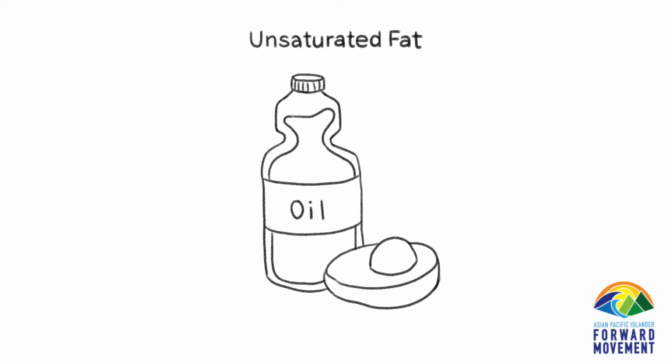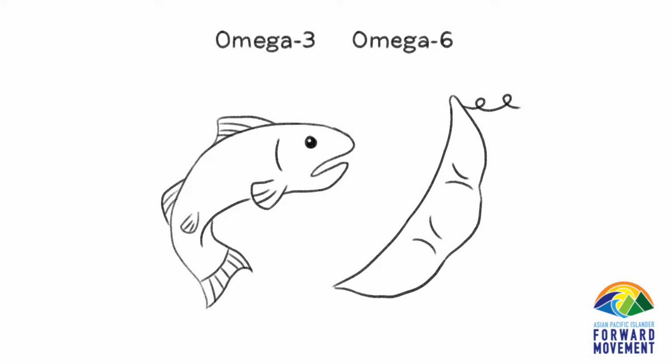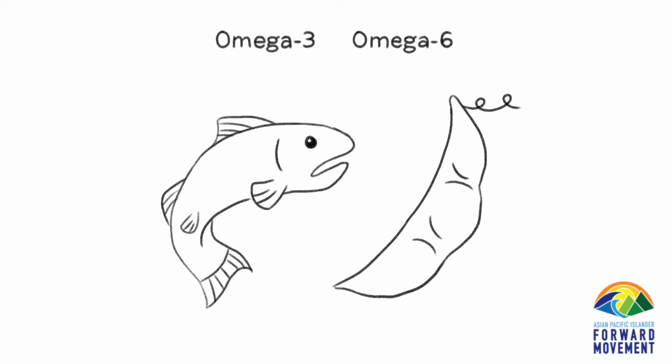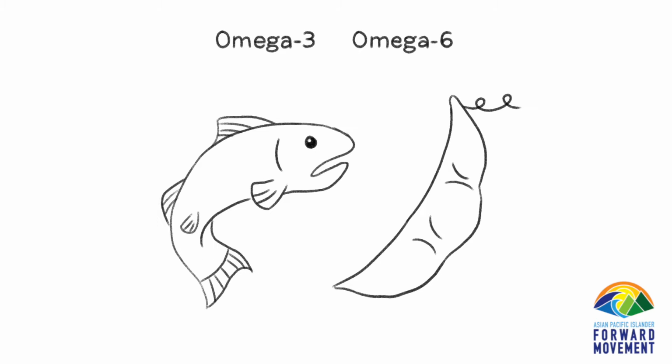Within the category of unsaturated fatty acids, there are omega-3 and omega-6 fatty acids. These are also known as essential fatty acids because they serve important cellular functions and cannot be produced by our bodies. Omega-3 and omega-6 fatty acids can be found in fatty fish like salmon and soybeans.